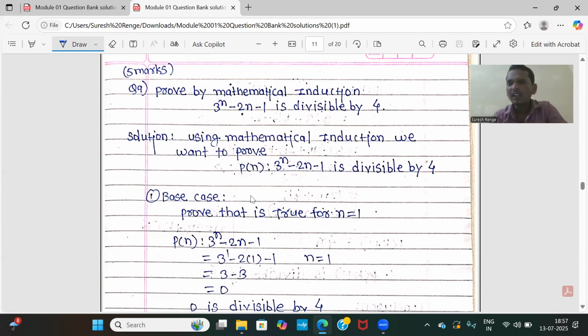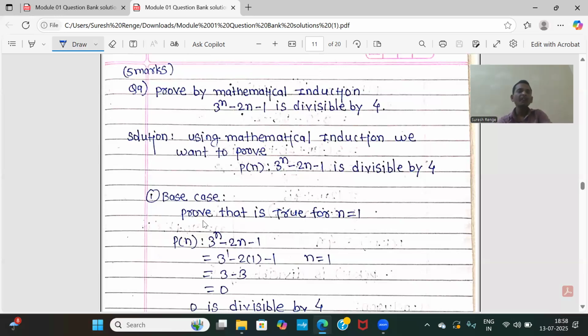In mathematical induction, there are three steps involved. We are well aware of that. The first is the base case: we want to prove that the formula is true for n equal to 1. After that, step number 2 is the inductive step. We assume that the formula is true for n equal to k. By this assumption, in the next step we prove that the formula is true for n equal to k plus 1. Hence, from the first, second and third steps, we conclude that this formula is true for all natural numbers.